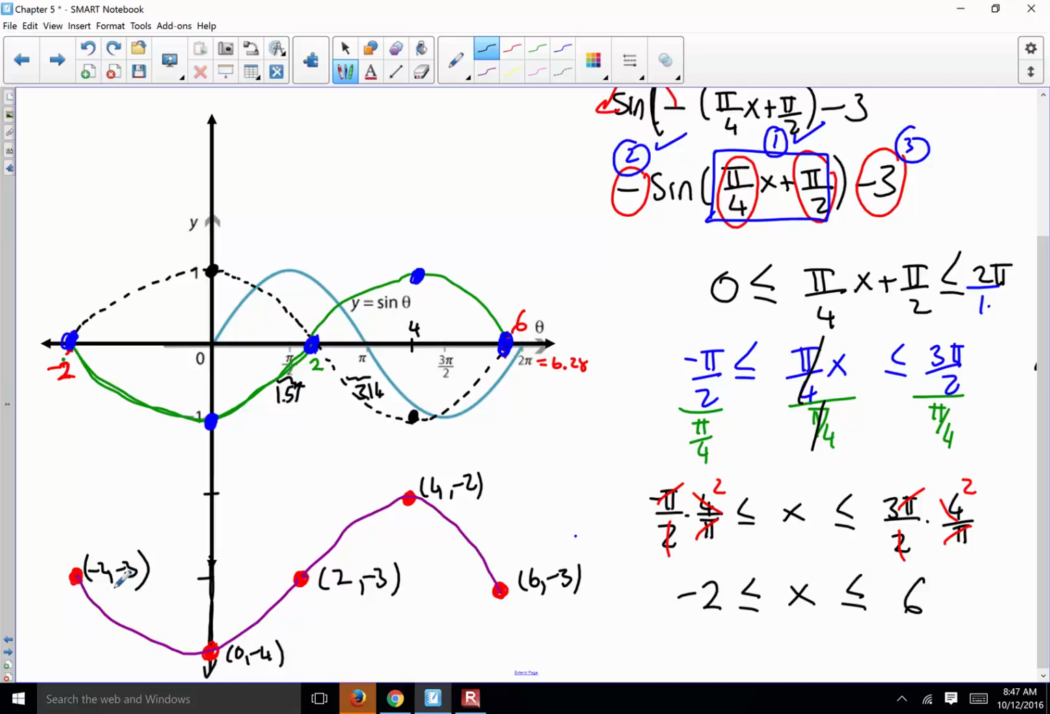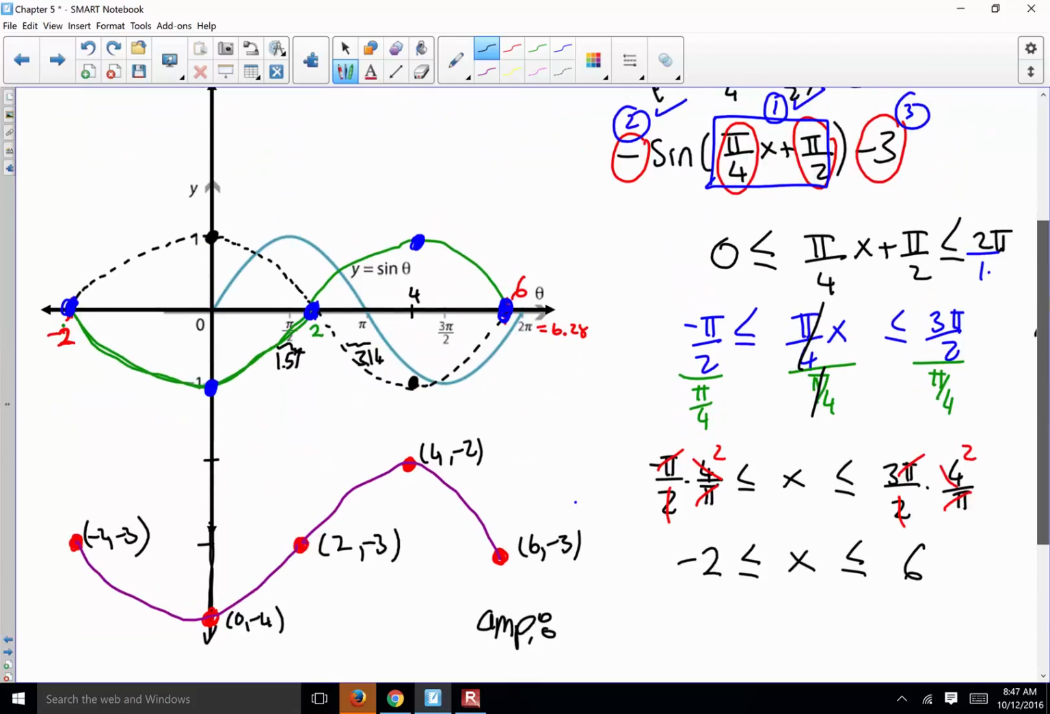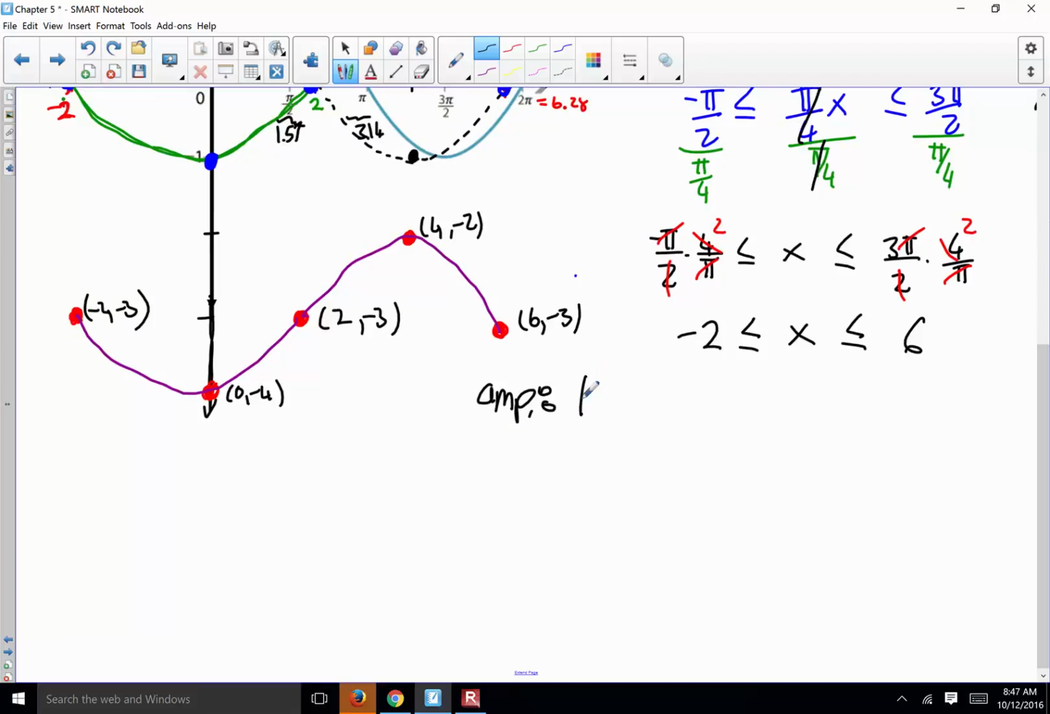Okay? So let's answer these. What is the amplitude of this thing? Amplitude. It's the number in front right here. It's -1, but we take the absolute value of it, so it's 1 again. Amplitude is still 1. It goes 1 up, 1 down from the center.